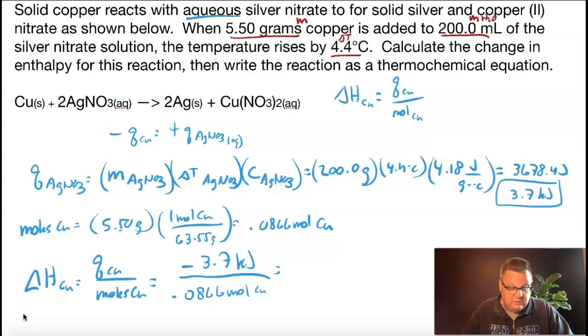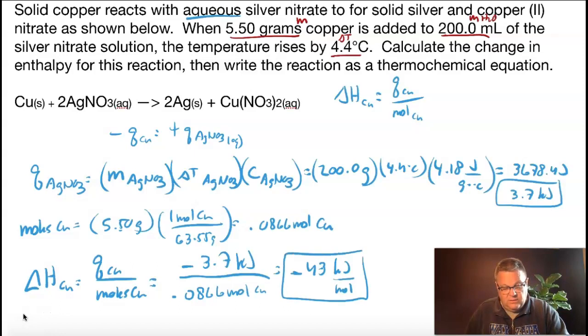I get an answer of negative 43 kilojoules per mole. That's delta H from the copper perspective. Every time I react 1 mole of copper in this reaction, it releases 43 kilojoules of heat. Okay, calculate the change in enthalpy for this reaction. Okay, we did that.